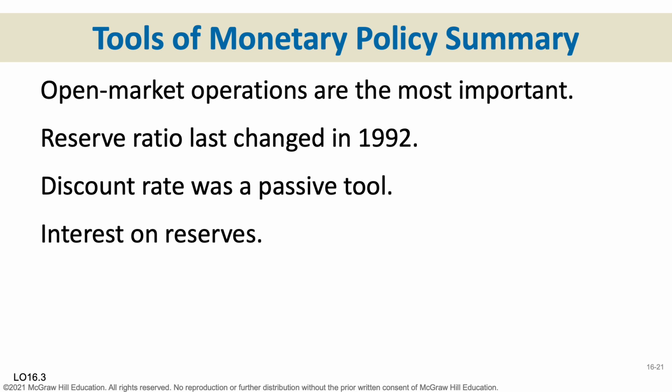We said the reserve ratio changes both required and excess reserves and the money multiplier. Very powerful tool, so it's not used very often. The last time it was used was in 1992. So I told you the discount rate was a signal. Another way to say that is it's a passive tool. It announces what the Fed intends to do, but it doesn't actually change the money supply. And then this new tool, paying interest on reserves.